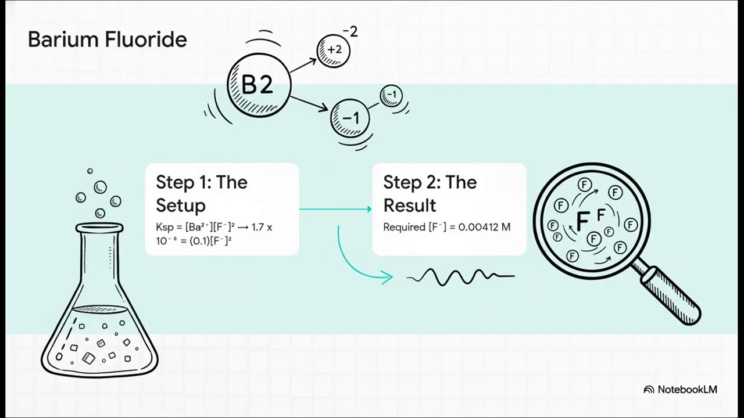To figure out our winner, we have to calculate the exact fluoride concentration needed to kick each one out. So for barium, we grab its KSP expression. We plug in the barium concentration we already know, do a little bit of algebra to solve for the fluoride concentration, and we find that it takes 0.00412 molar fluoride to make barium fluoride precipitate.